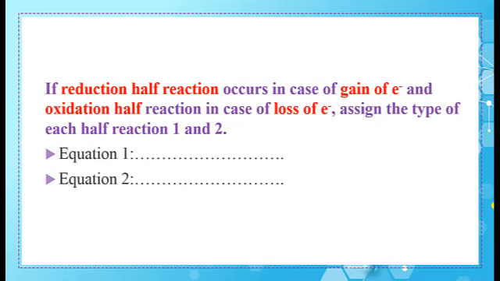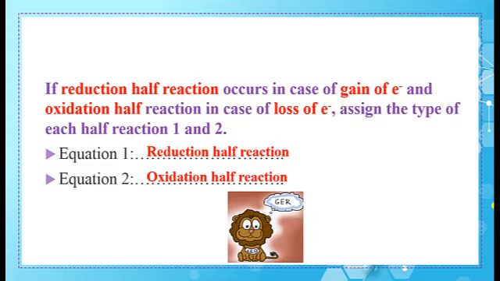Equation 1, which was Ag+ plus 1 electron gives Ag. Since there is gain of electrons, then we say that this is a reduction half reaction. While in equation 2, Cu gives Cu2+ plus 2 electrons. Since there is loss of electrons, then this is an oxidation half reaction.